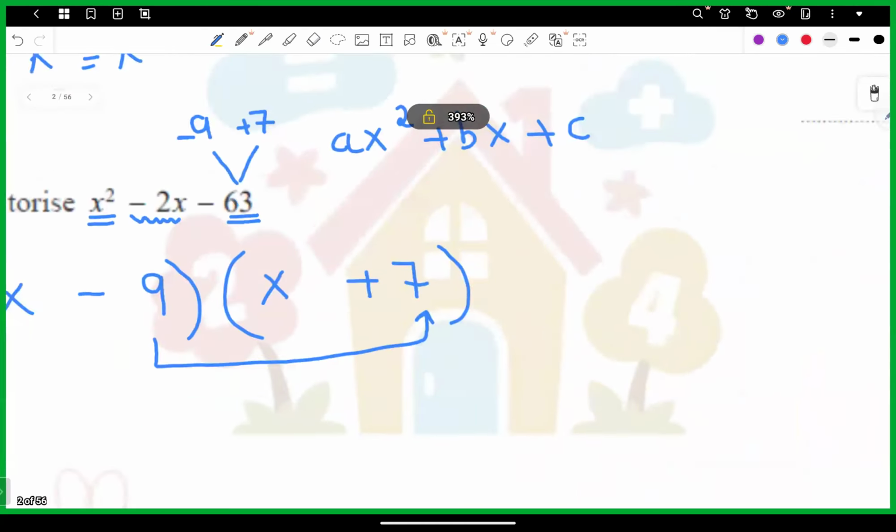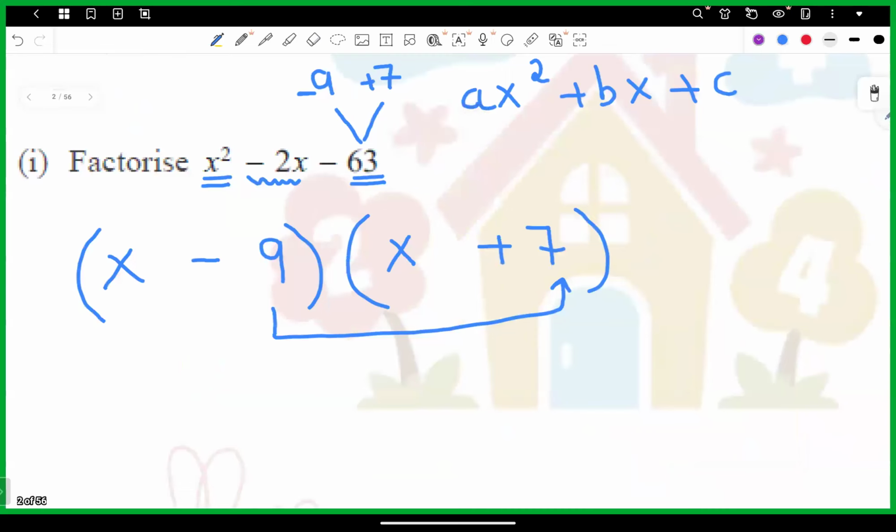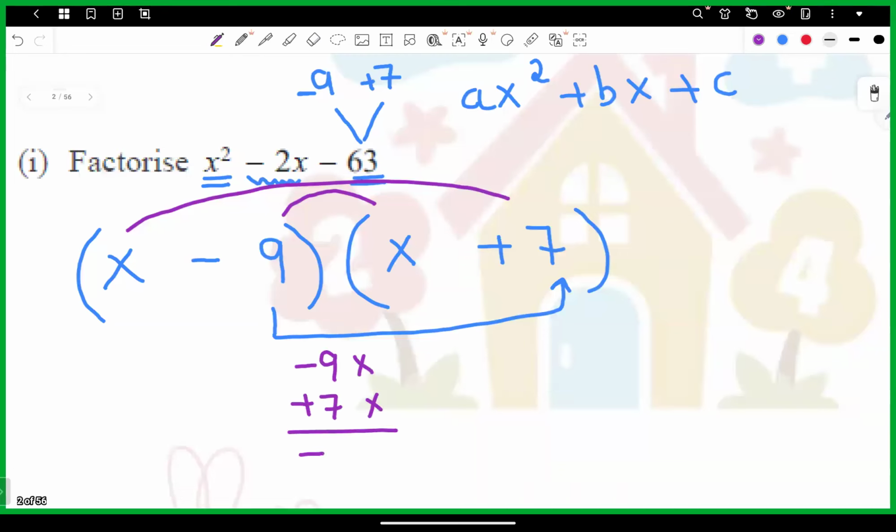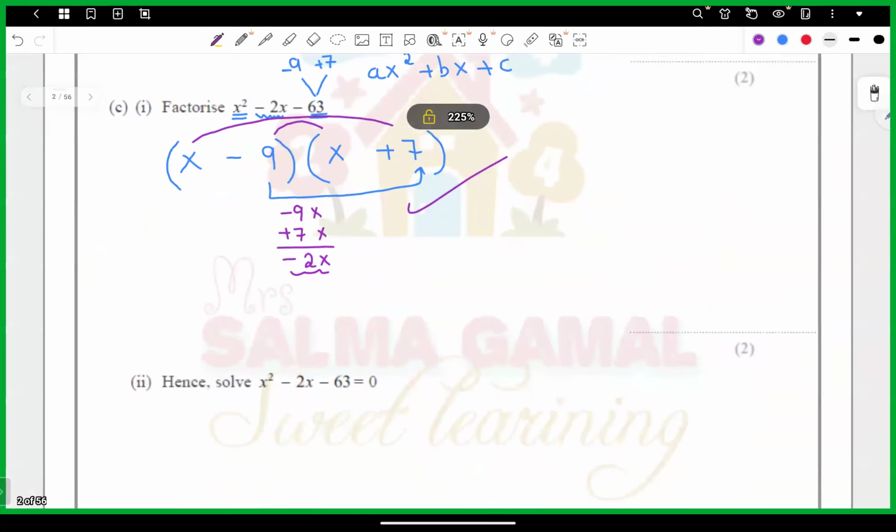And if you want to check your answer by multiplying inner by inner and outer by outer, so minus 9x and then positive 7x equals how many x? Minus 2x, and this is your middle term. So your answer is completely right.